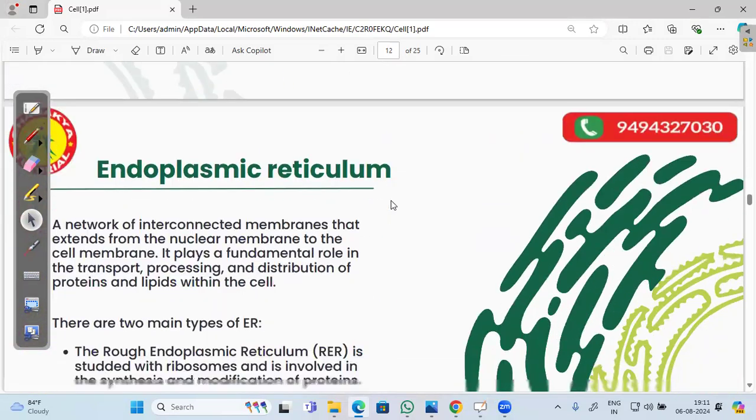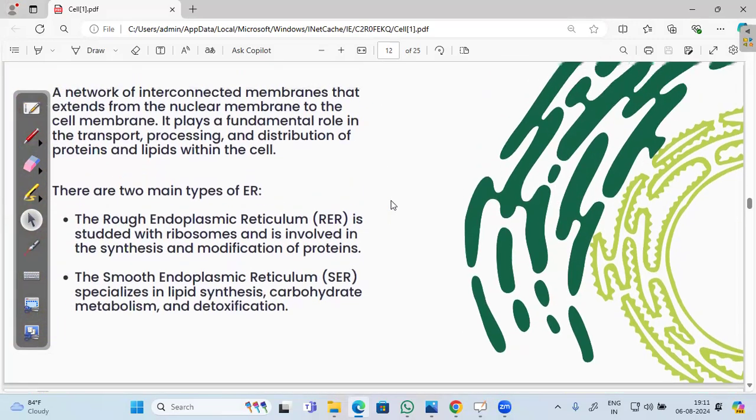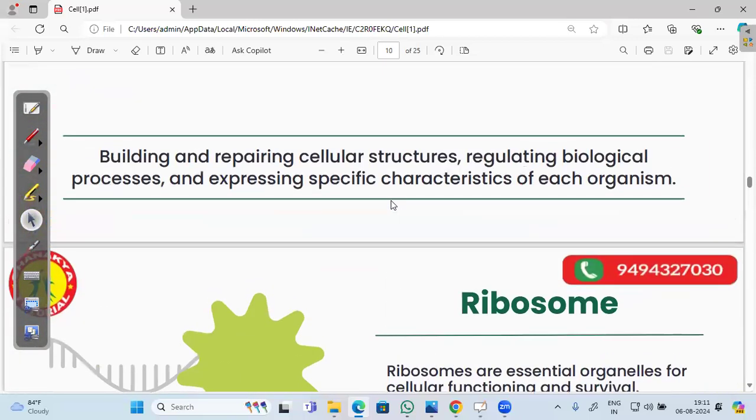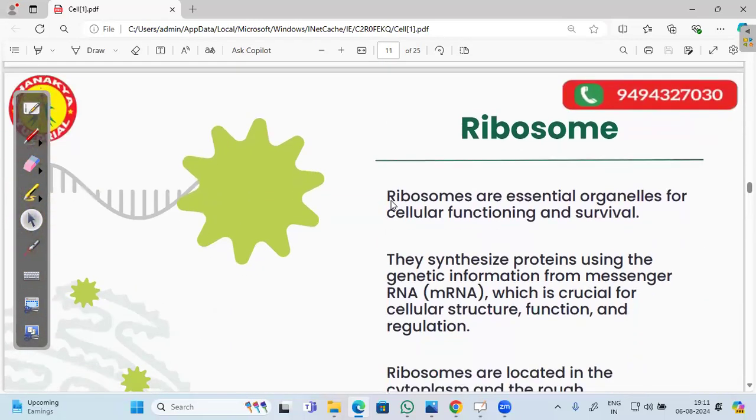See, we were done. We just have to do the endoplasmic reticulum and the ribosomes. After these two, I think we are finished.